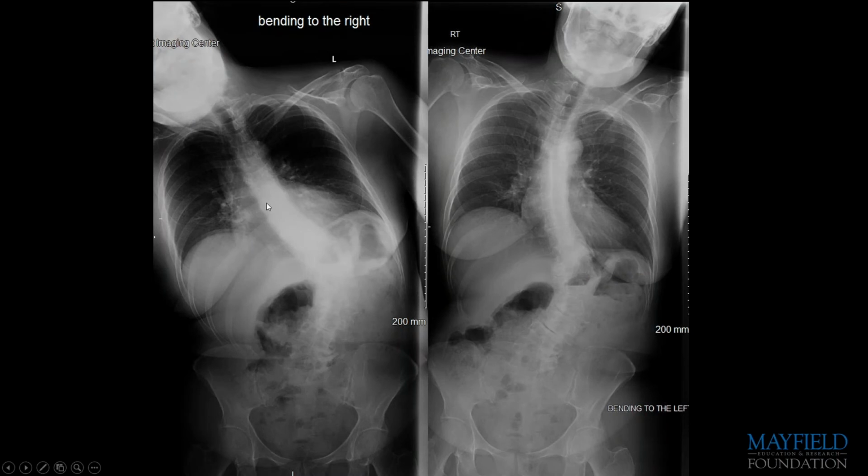We do side bending x-rays. We bend her to the right, the deformity's still there. We bend her to the left, deformity's still there. So I know going into this surgery, this scoliotic curve is not going to be easy to straighten up. Okay, she can't even straighten it with bending.